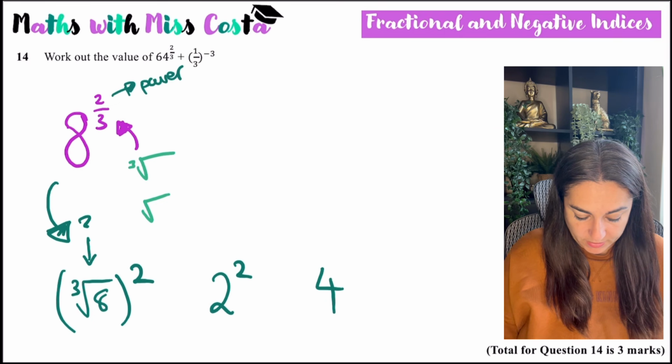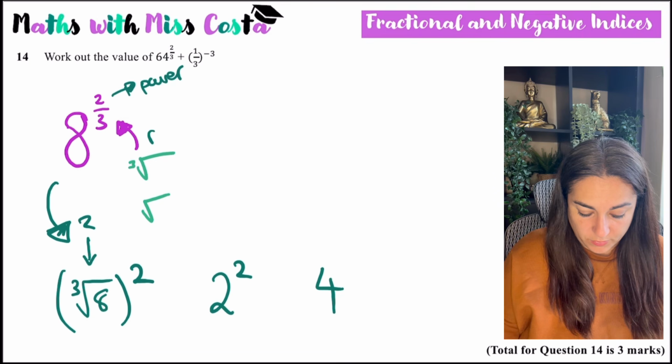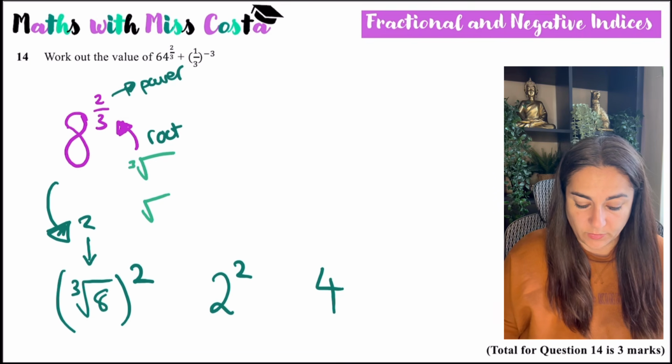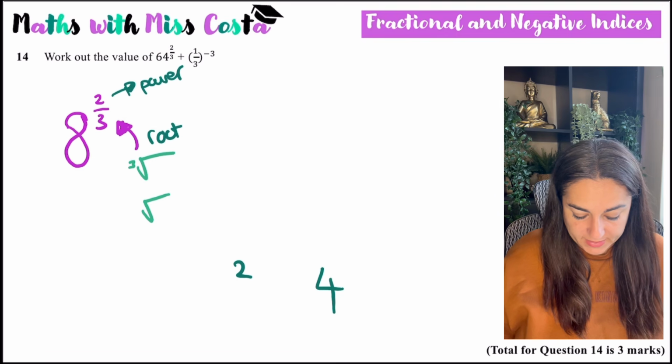Okay, so this becomes 2, and then you square it. So you first do the root, and then you do it to the power of. So that's a recap for the first bit.